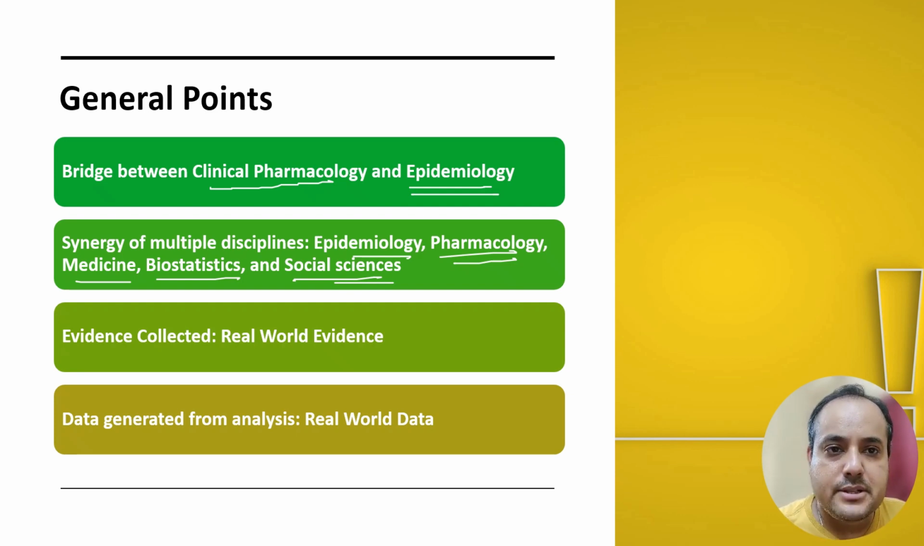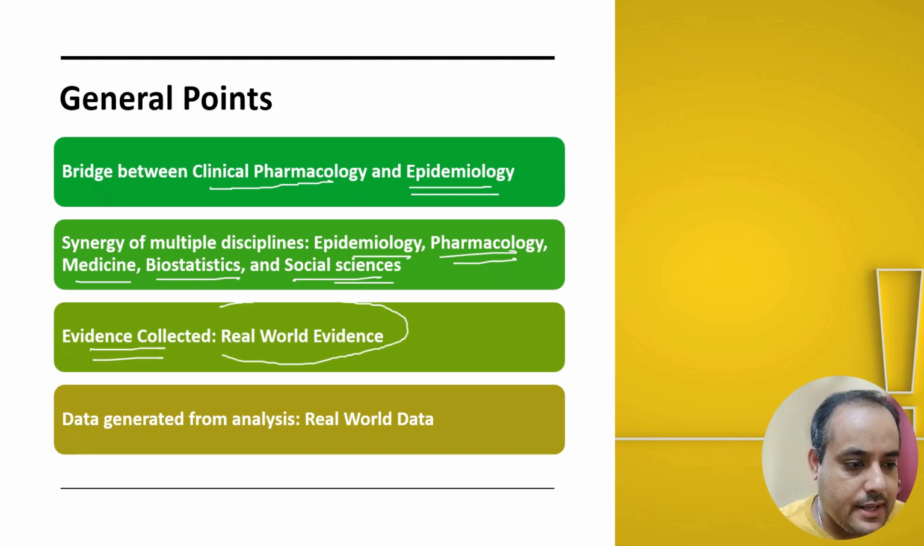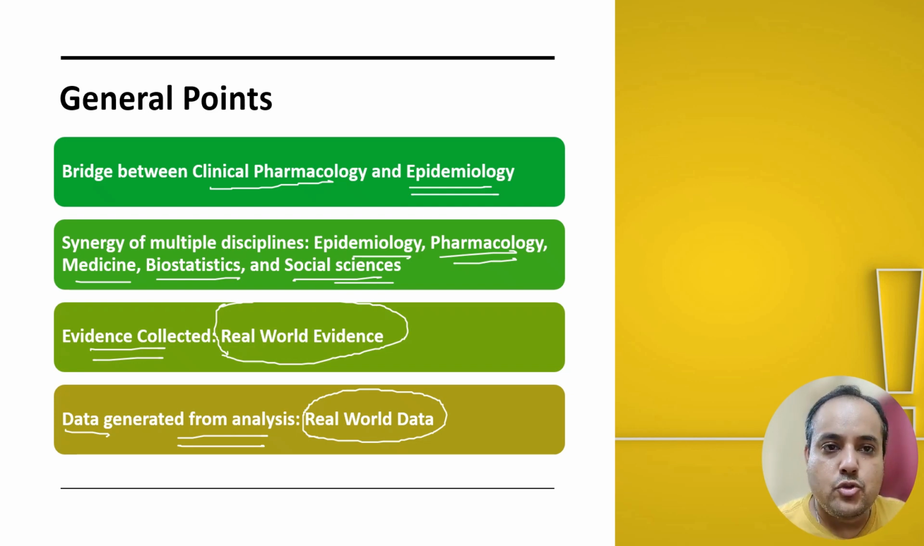Now next two points are very important. The evidence that we collect from pharmacoepidemiological studies is real world evidence. The evidence that is actually existing. We are not simulating any conditions. These are the real world evidences. And the data that we generate from the analysis of the pharmacoepidemiological studies is also real world data. So we get real world evidence as well as real world data with the help of pharmacoepidemiology.